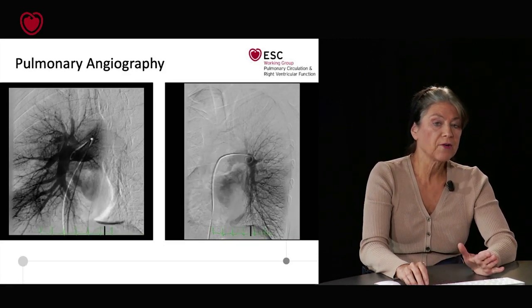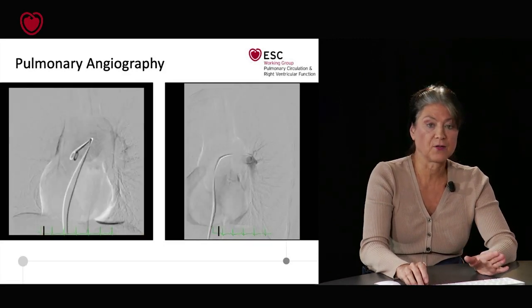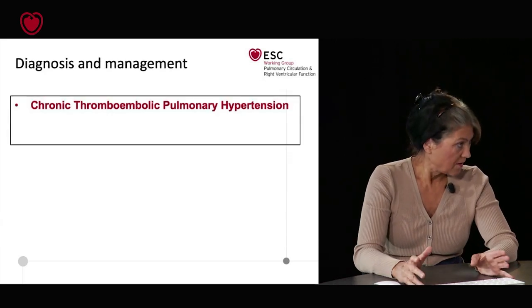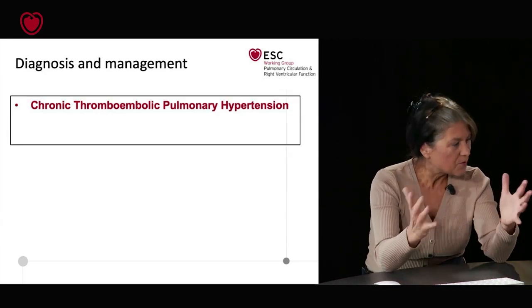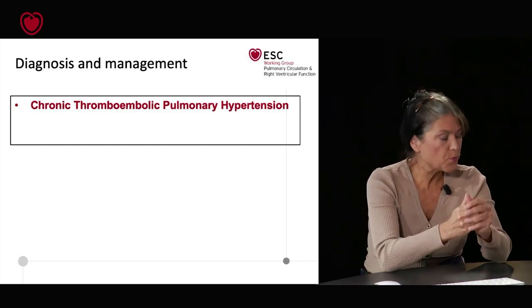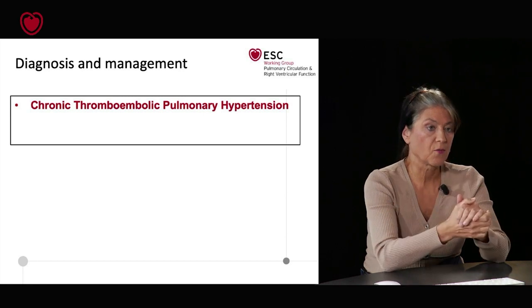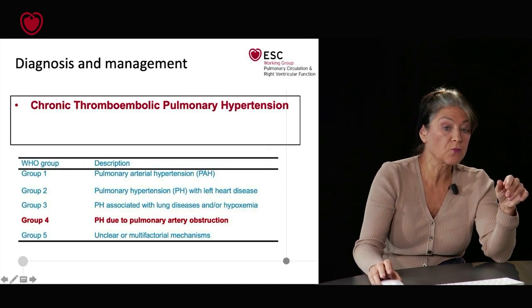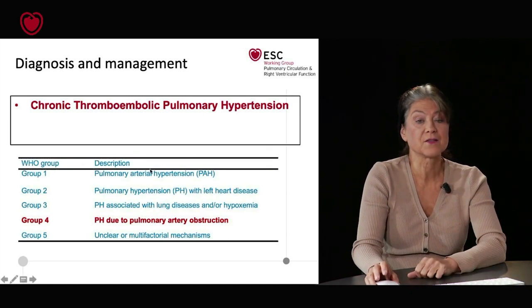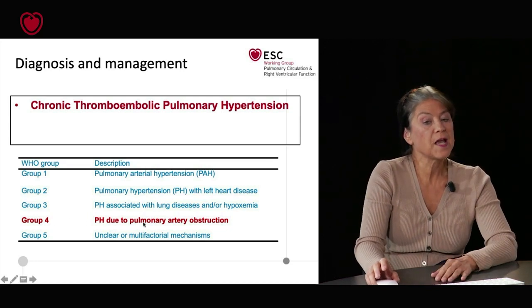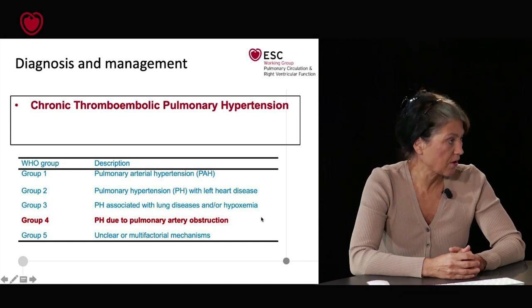So the pulmonary angiography nails down the diagnosis, and I recommend that everybody in doubt, and there was a little bit of doubt, is performing this technique well. So the diagnosis is chronic thromboembolic pulmonary hypertension. It's in group 4 of the ESC classification, and is labeled here as PH due to pulmonary artery obstruction.